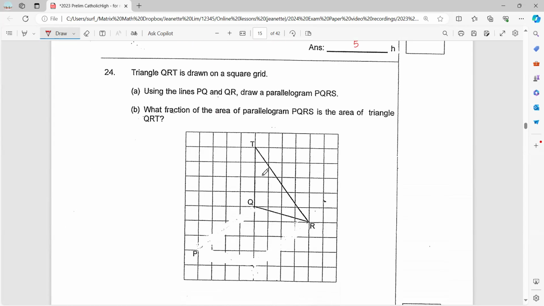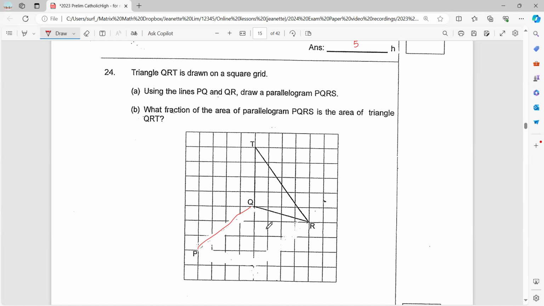Triangle QRT is drawn on a square grid using lines PQ and QR. Draw a parallelogram PQRS. I suppose line PQ is already drawn because it looks like it's already printed. So PQ should have been there. I don't have a ruler right now, but y'all, please use a ruler. Okay, so PQ is supposed to be printed already.